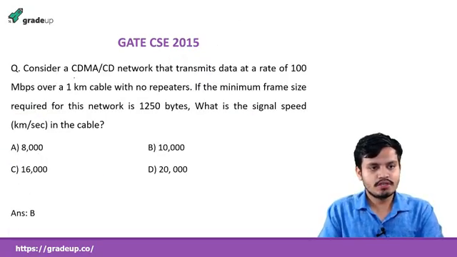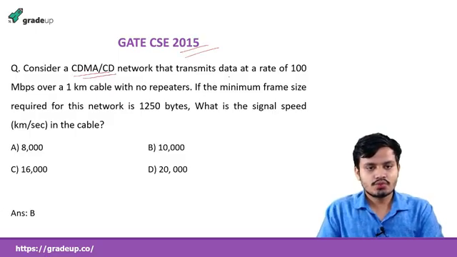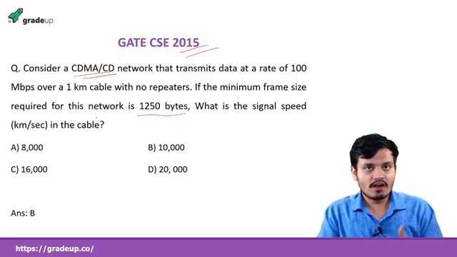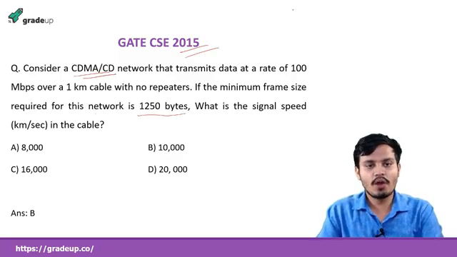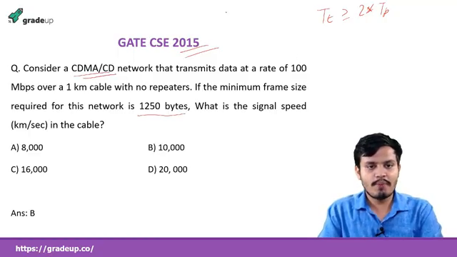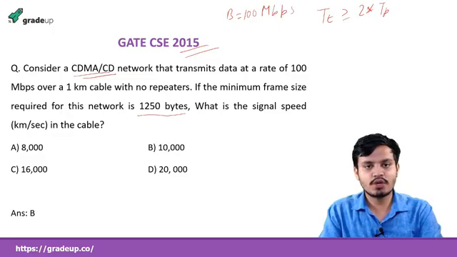See, this question is based on CSMA/CD, asked in 2015. Data at a rate of 100 Mbps over a 1 km cable with no repeater. If the minimum frame size required for this network is this, what is the signal speed in the cable? So it is asking about the signal speed. I know in CSMA/CD that TT should be greater than twice TP. This is what we already know. And how much bandwidth is given? 100 Mbps. So it is small b, bits.